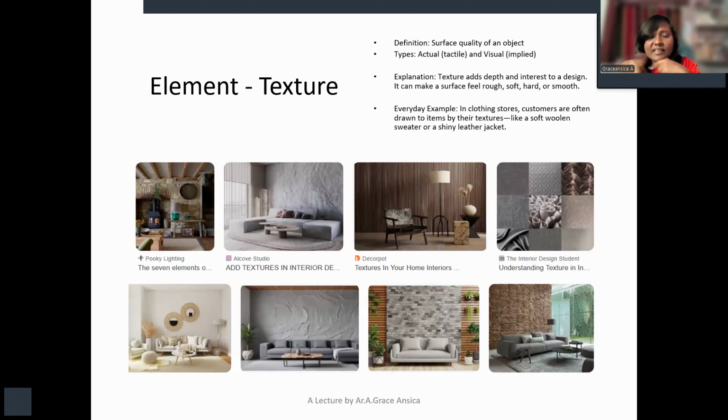Most of these are taken from a living room, and you can see here it is a smooth textured one. Here it is rough and big kind of textured one. Here it entirely looks like some other material is being used. Here you can see a corrugated kind of texture. So each texture also changes the mood.